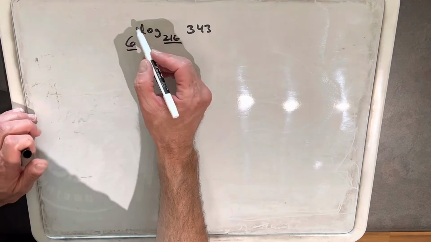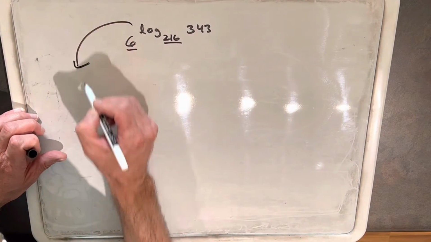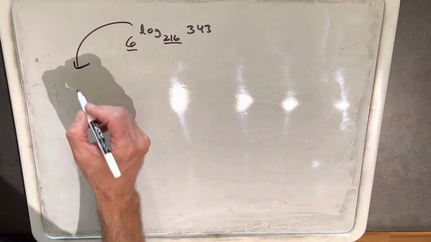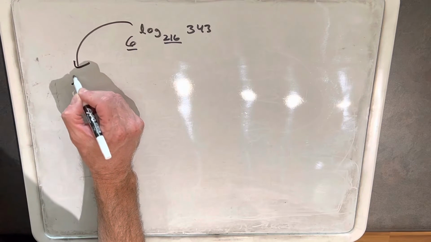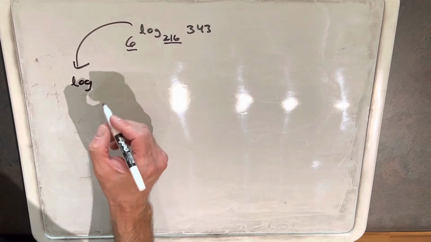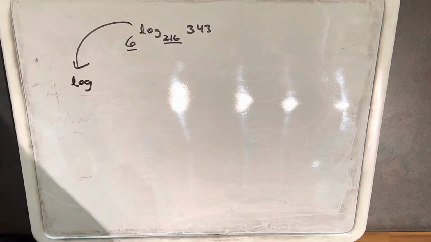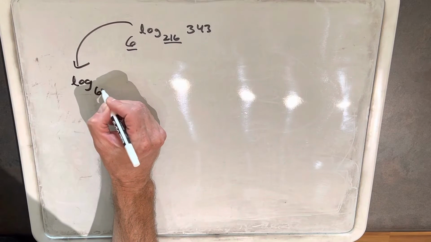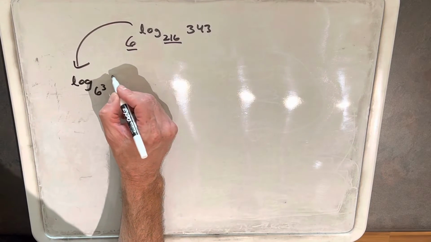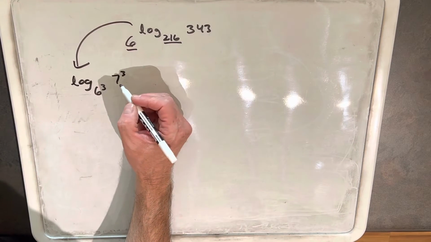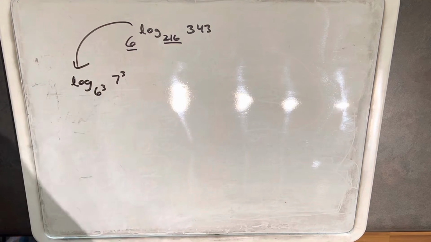So what I'm going to do is take this logarithm, and we'll work with this separately for a moment. Instead of writing it as 216 and 343, I'm going to write this as 6 cubed and 7 cubed. 216 is 6 cubed, 343 is 7 cubed.